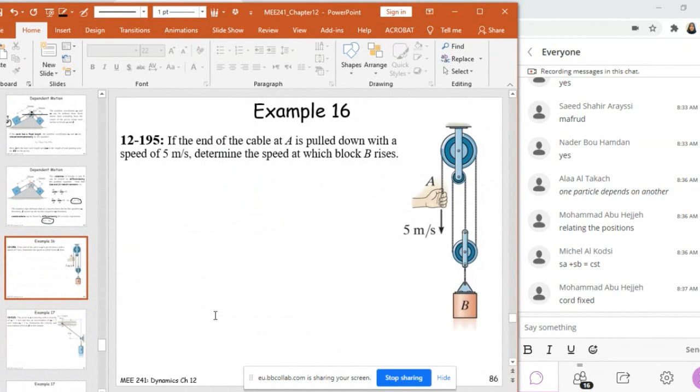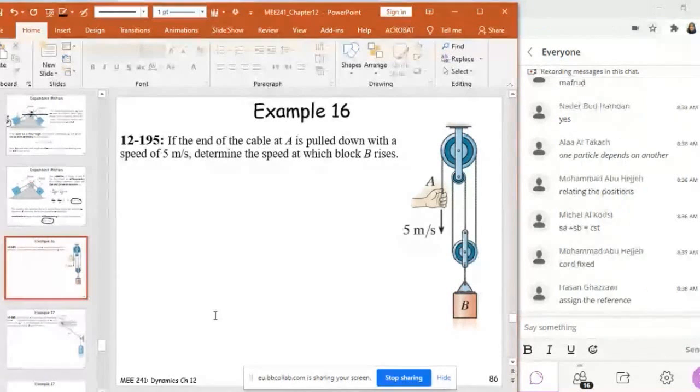Let's start with this problem. I'm also, guys, going to do only 2 problems, and you're going to solve the third one. So if the end of the cable at A is pulled down with a speed of 5 meters per second, I know the speed at A, and I need to determine the speed at which block B rises, right? So what will be the first step? What is the first step in dependent motion?